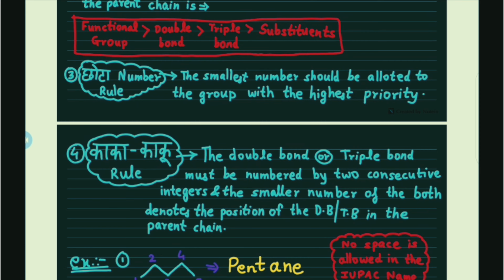Third, the chota number rule. It might sound somewhat awkward, but the rule is quite important. The smallest number should be allotted to the group with the highest priority. It means that if a compound contains a functional group, a double bond and a substituent, then the smallest number should go to the functional group, then the double bond, and then the substituent.